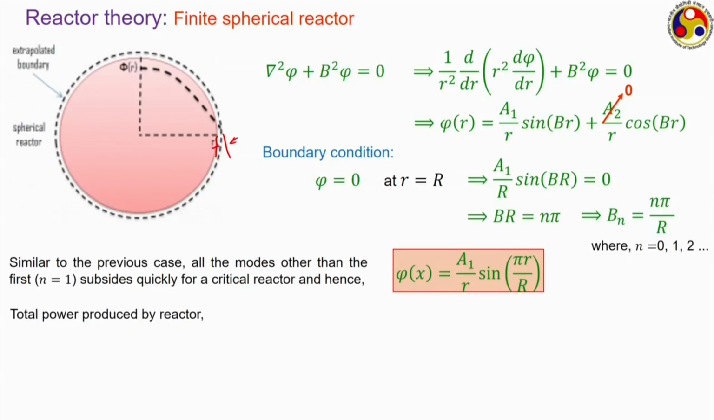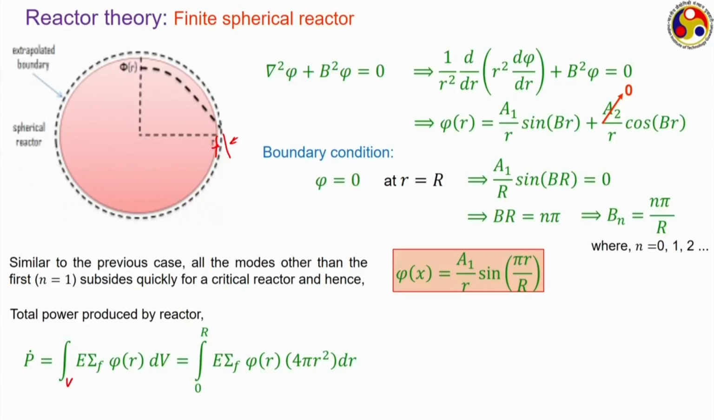And in order to get the value of A1, we have to use the total power produced by the reactor, which is again given by a form like this. Here E is the amount of energy produced by each fission reaction, sigma f is the fission cross section, phi is the neutron flux which we have just derived, and dV is the volume element. It is the volume over which we are doing this entire integration, that is, the volume of the reactor.